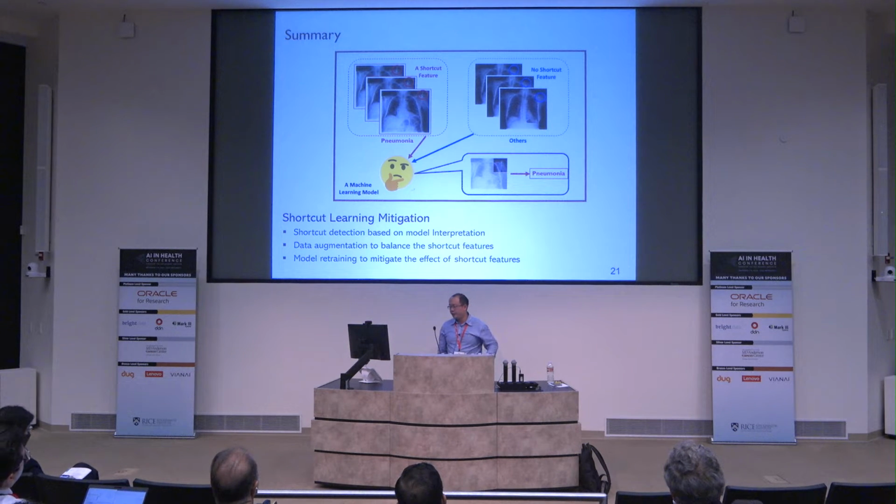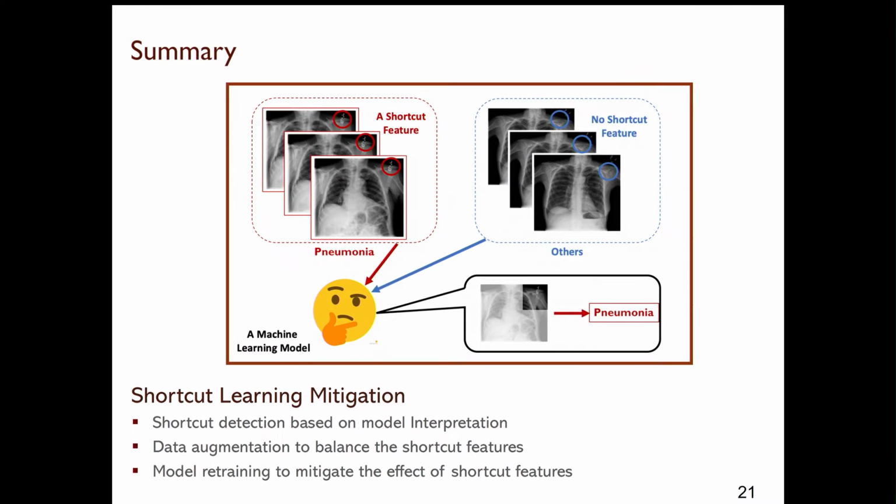Specifically, we develop a mechanism to identify shortcut features, and we also introduce a mechanism called data augmentation to mitigate this problem and make our training data more balanced.